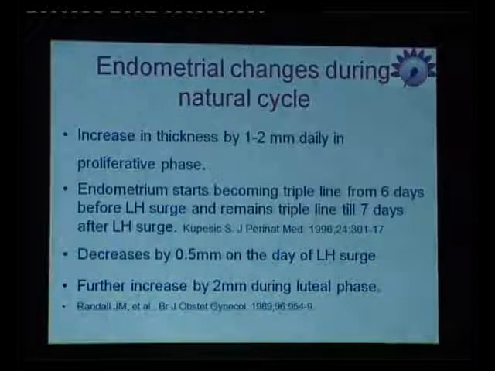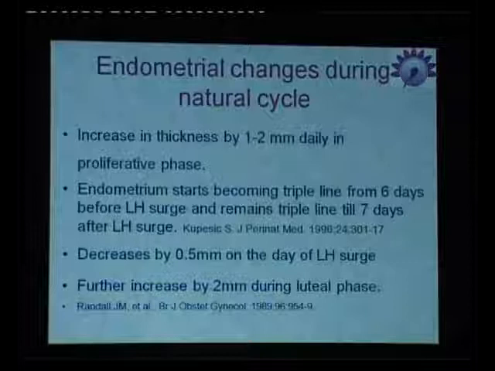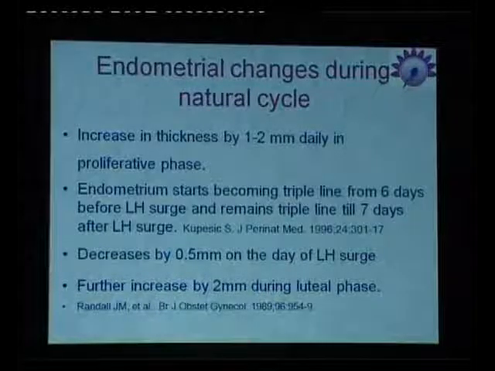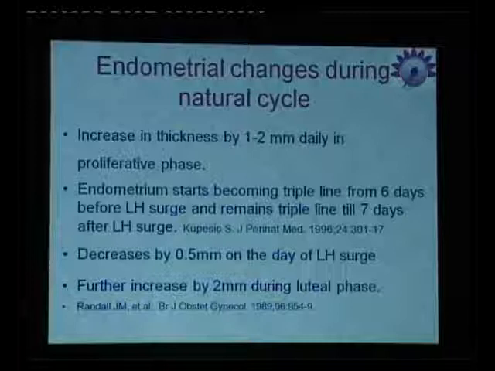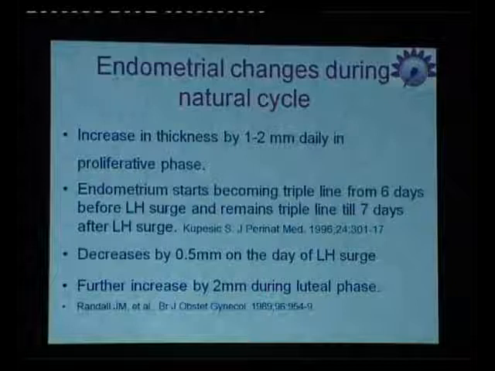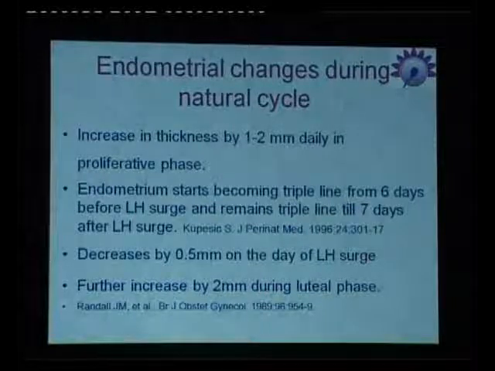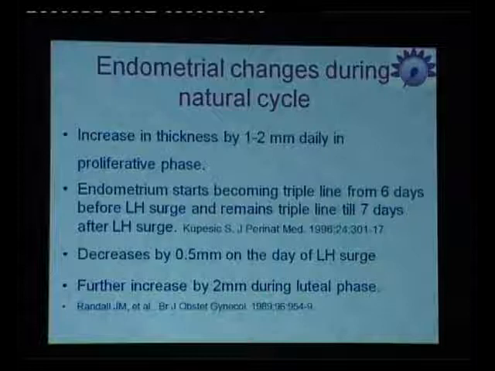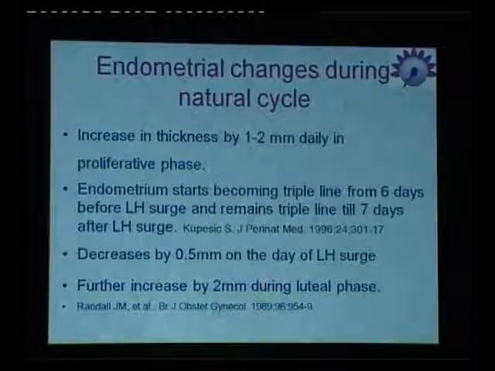In the proliferative phase, the endometrium starts becoming multilayered 6 days before the LH surge and remains triple line till 7 days after the LH surge. This is so because we know when the secretory phase sets in, it is first the outer margin which starts becoming fluffy, and gradually the echogenicity proceeds from the periphery to the central line. So till 7 days after ovulation, it still is a multilayered endometrium.